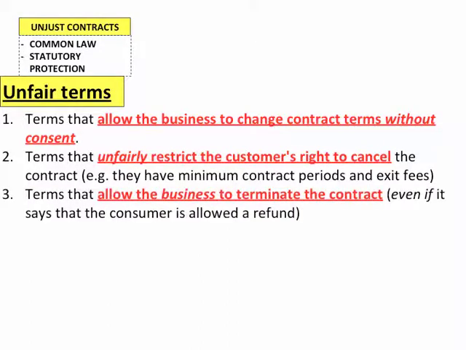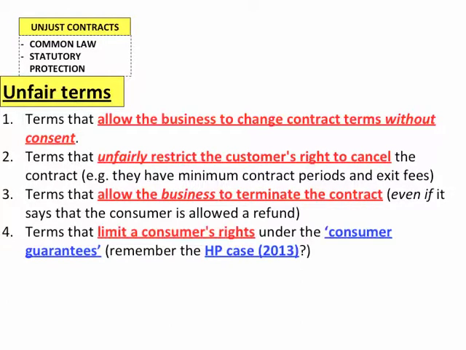The third type of term that was seen to be unfair was the ones that allow the business to terminate the contract, right? Even when it says the customer can get a refund, really we want to make sure that when a business signs a contract, they are just as bound by it as their customers. It's only fair that they're just as bound by it as their customers. So just allowing the business to unilaterally, just one-sidedly cancel the contract for no good reason, those types of terms were seen as unfair.